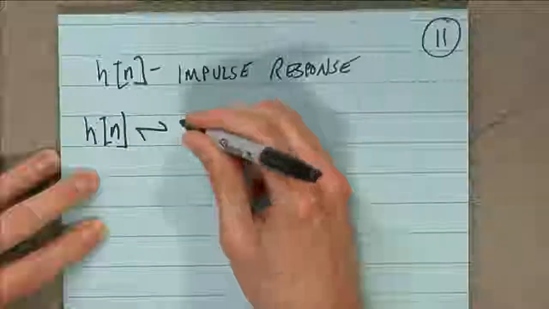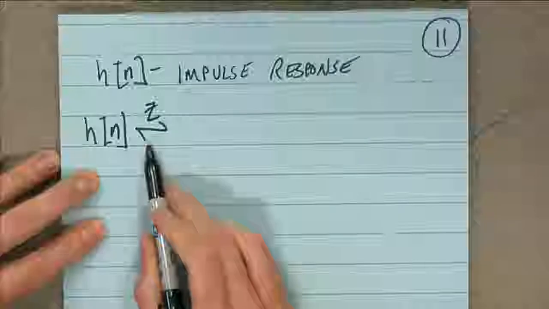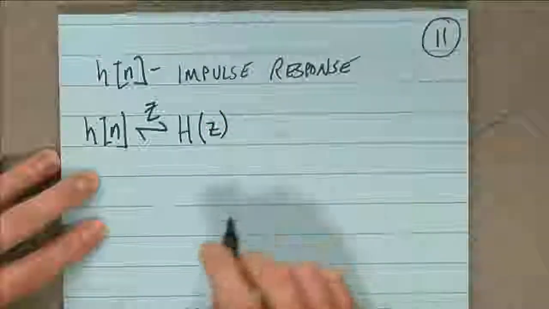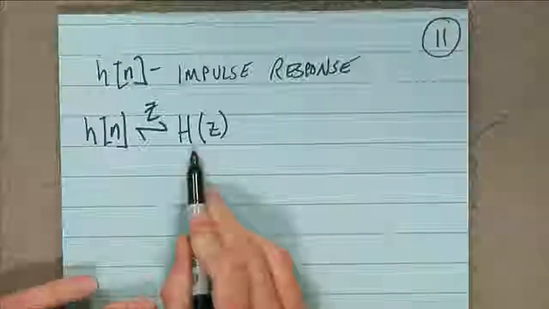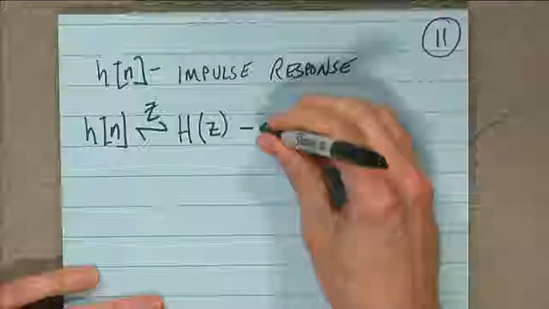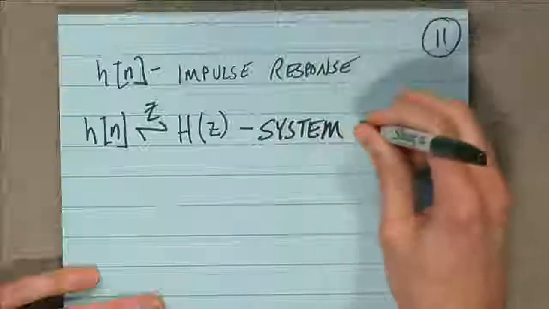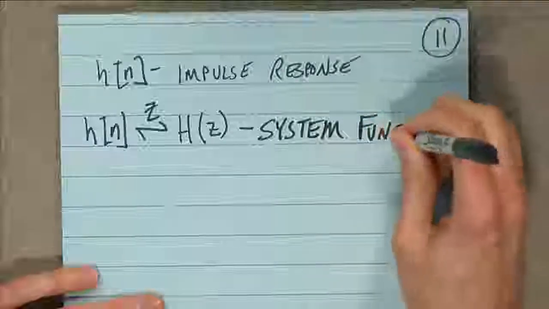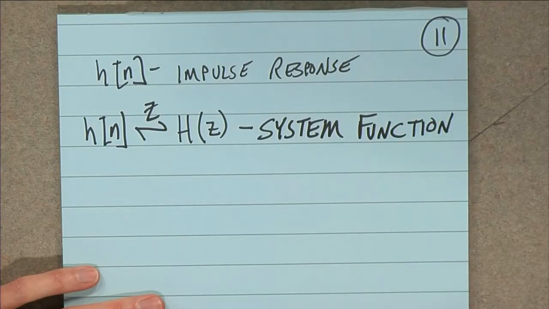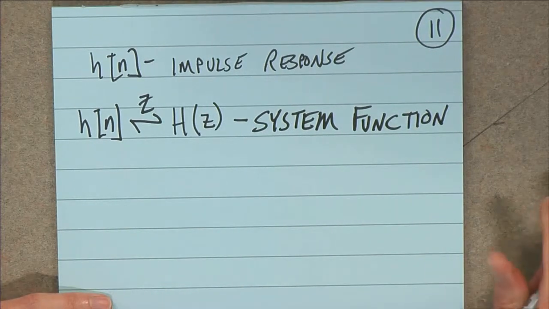And we'll say now that we can do a Z transform pair notation. So h[n], Z transform is capital H(z), which is also called the system function. So that's our terminology for this discussion.